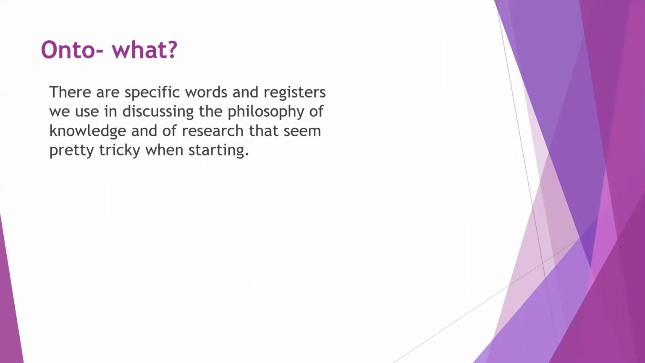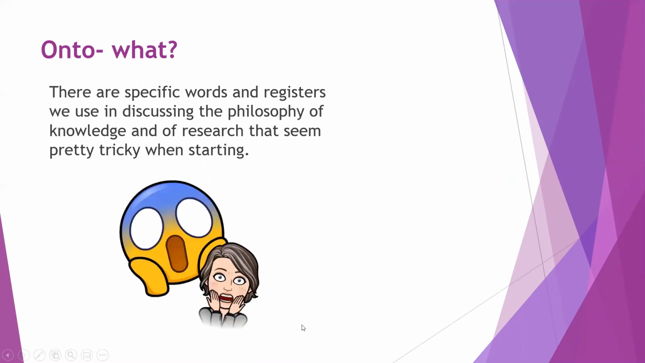Okay, so specific words. We use a specific register when we're discussing things like the philosophy of knowledge and how research hinges on that philosophy of knowledge. That is that underlaborer, that stick figure holding everything up. And it can seem pretty tricky when you're starting out in research for the first time.